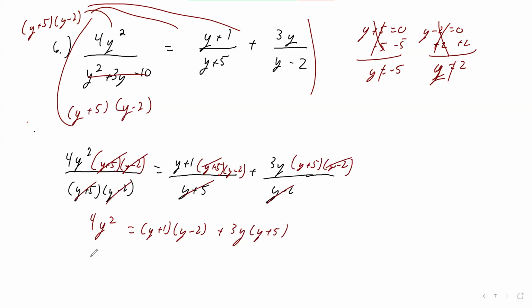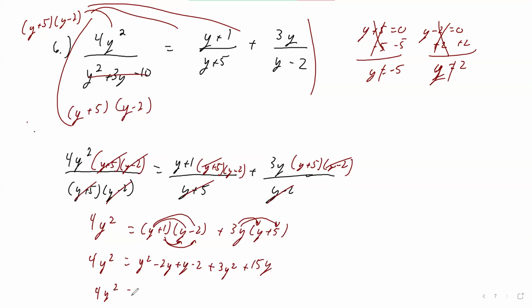All right, let's get this distributed. You could do box method or FOIL, however you want to look at it, but y times y is y squared. y times negative 2 is negative 2y. 1 times y is 1y. 1 times negative 2 is negative 2. 3y times y is 3y squared. 3y times 5 is 15y. Combine like terms, you get 4y squared equals 4y squared, that's going to be negative y plus 15, that's going to be plus 14y minus 2.